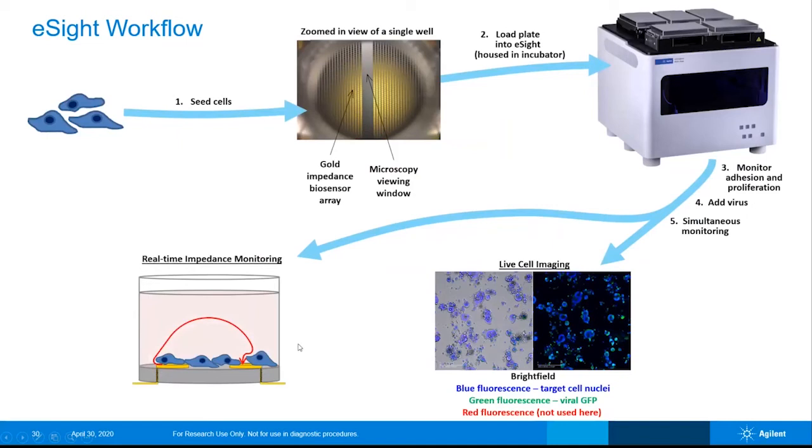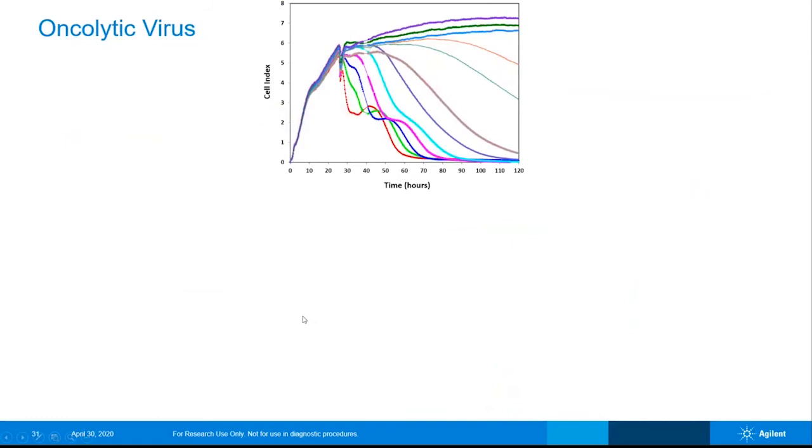I'd now like to show you eSight in action using the example of the same oncolytic virus that I introduced at the beginning of the talk. The A549 cells that were used as a target here express blue fluorescent protein that is localized to the nucleus. This helps for doing counting of the cells. If you don't have the ability to engineer your cells to express a fluorescent protein, we sell a variety of dyes that are compatible with live cell imaging.